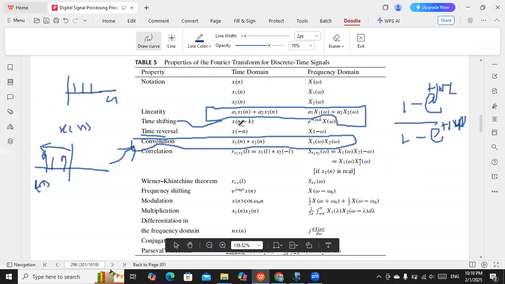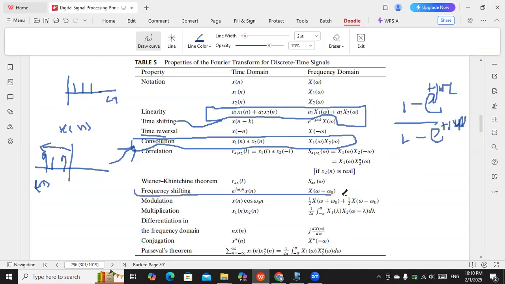So that is how we apply the convolution property. Please be familiar with these: linearity property, time shifting, time reversal, and this one. We have done an example for this one. Also I think this one is somewhat important. This is what we call frequency shifting. If x[n] is multiplied by a term e to the power j omega naught n, then the Fourier transform X omega will be shifted to omega minus omega naught. This is the frequency shifting property.